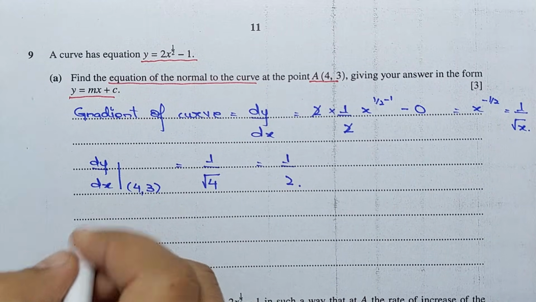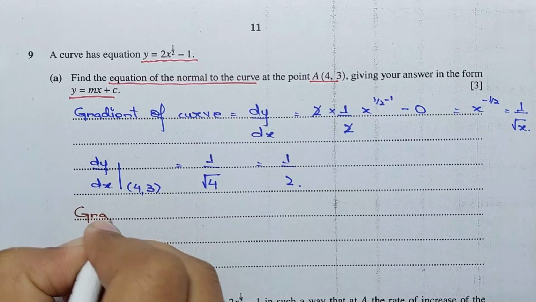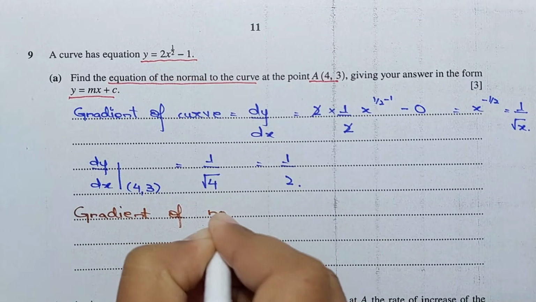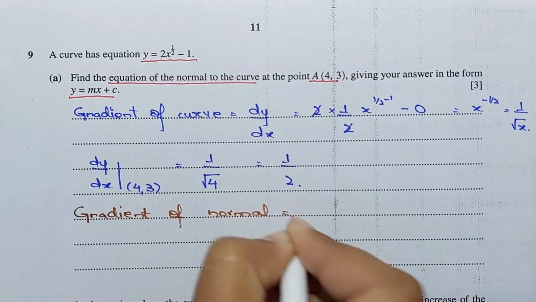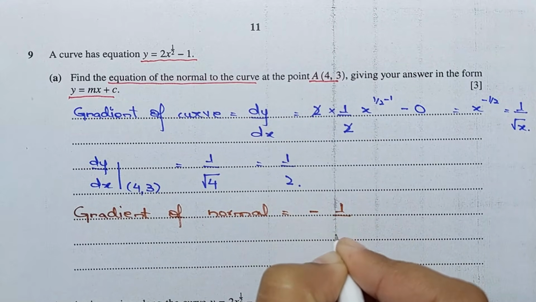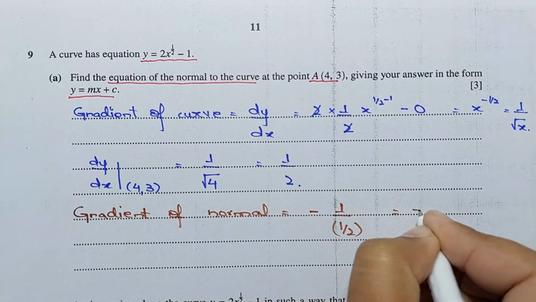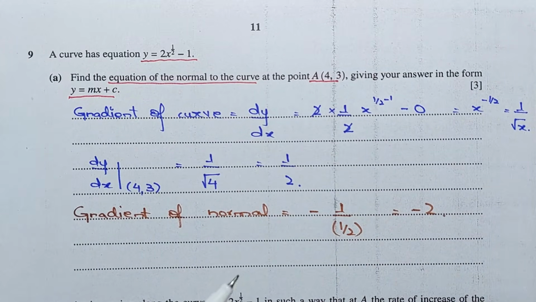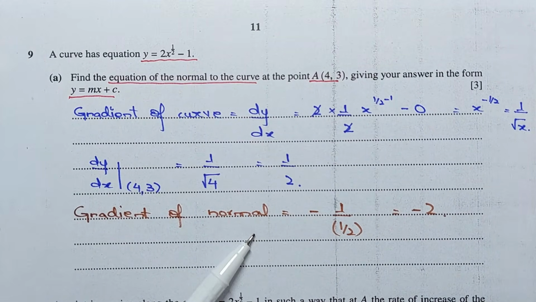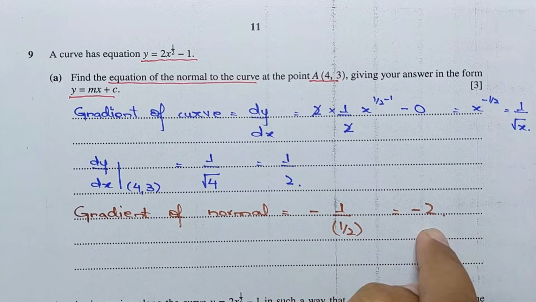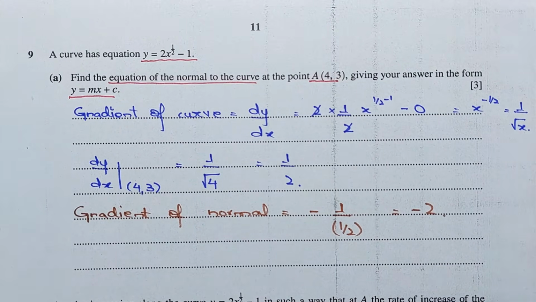Okay, now the next thing is, what is the gradient of the normal? The gradient of the normal is the negative reciprocal of the gradient of the curve, 1 by 2, which is negative 2. The gradient of the normal and the gradient of the curve are perpendicular to each other, right? So the gradient of the normal is the negative reciprocal of the gradient of the curve. Now we have the gradient, we have the point, just write down the equation of the normal.